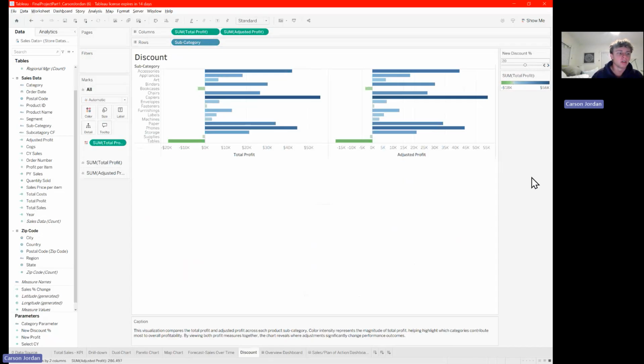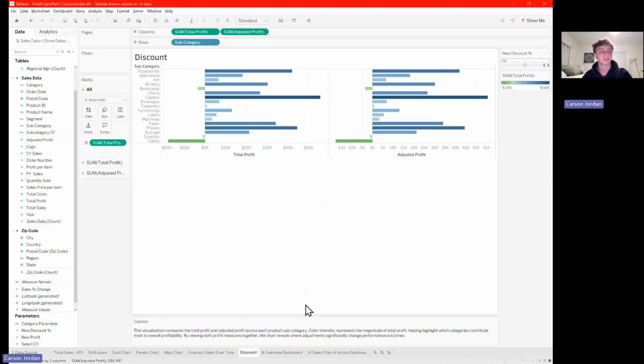Yeah, so the results made it very clear that even small increases in discounting significantly reduced profit for many product categories. Subcategories with already narrow margins suffered the most. But this graph in general demonstrated why discounting should never be applied evenly across the products. It needed to be selective and strategic.